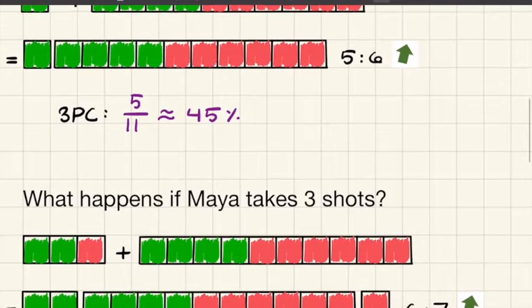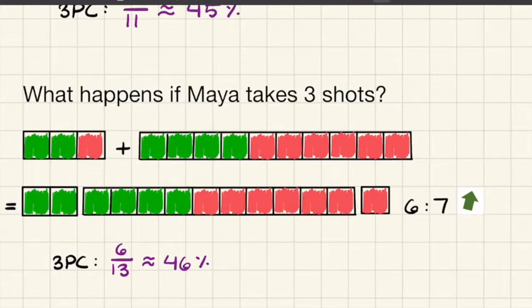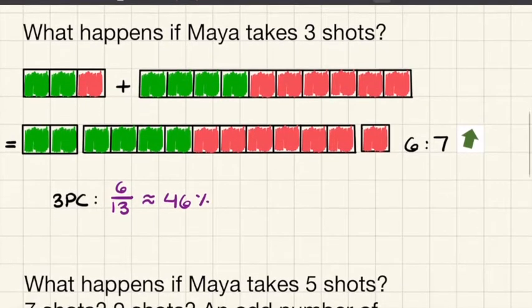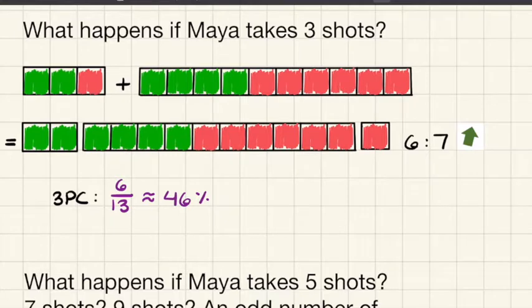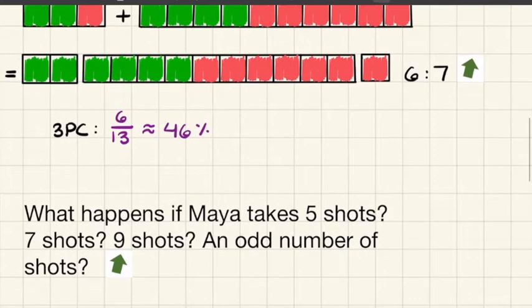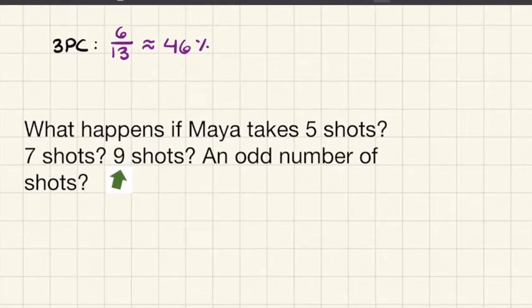And the same thing happens if Maya takes 3 shots. So the 3-point percentage now is 46, because the ratio is 6 to 7. And again, we do the same thing. Combine the green squares with the green squares, and the red squares with the red squares. And the same thing happens if Maya takes 5 shots, or 7 shots, or 9 shots. And any odd number of shots, if you try them out, you'll see that the percentage always increases from the original 40%.